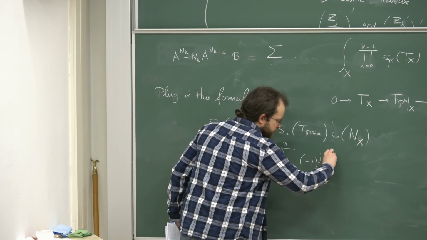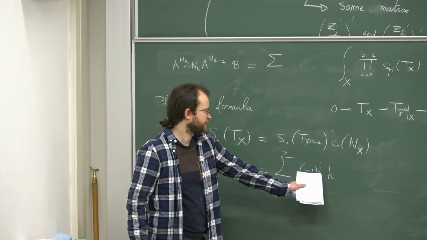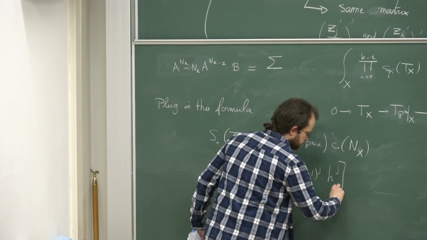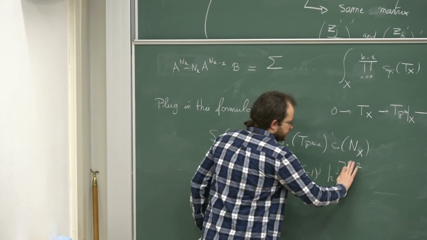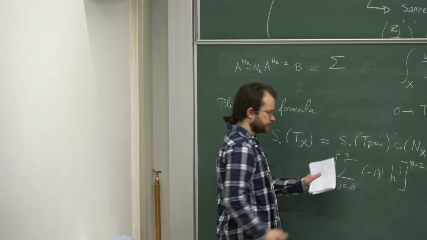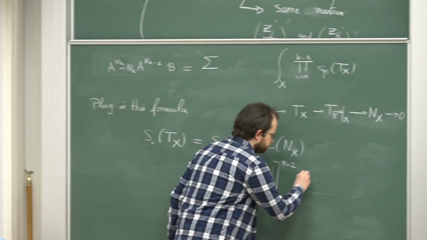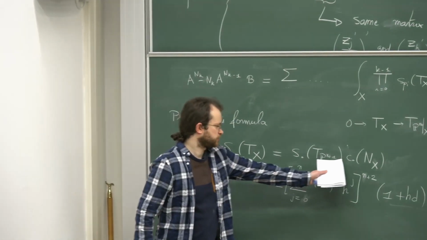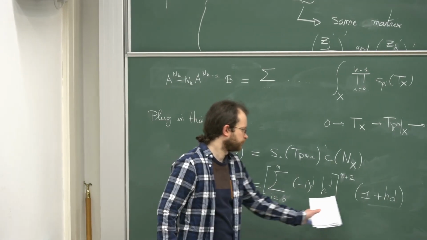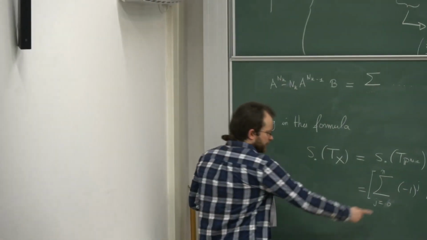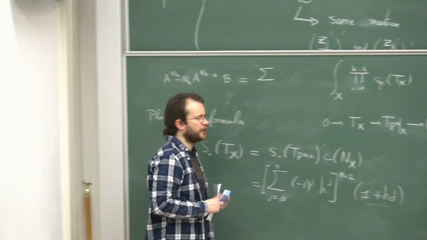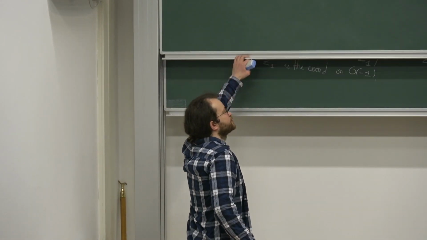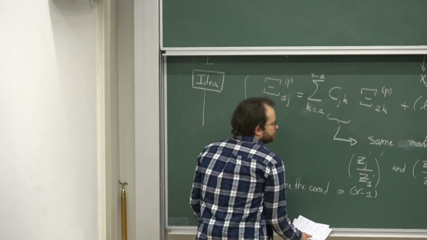If you call small h the class of a hyperplane in P^{n+1}, then you have this for the expression of the total Segre class, and the total Chern class of the normal bundle is this. So plug this in. And now be courageous, because they have to do a rather subtle computation to end up doing the following.